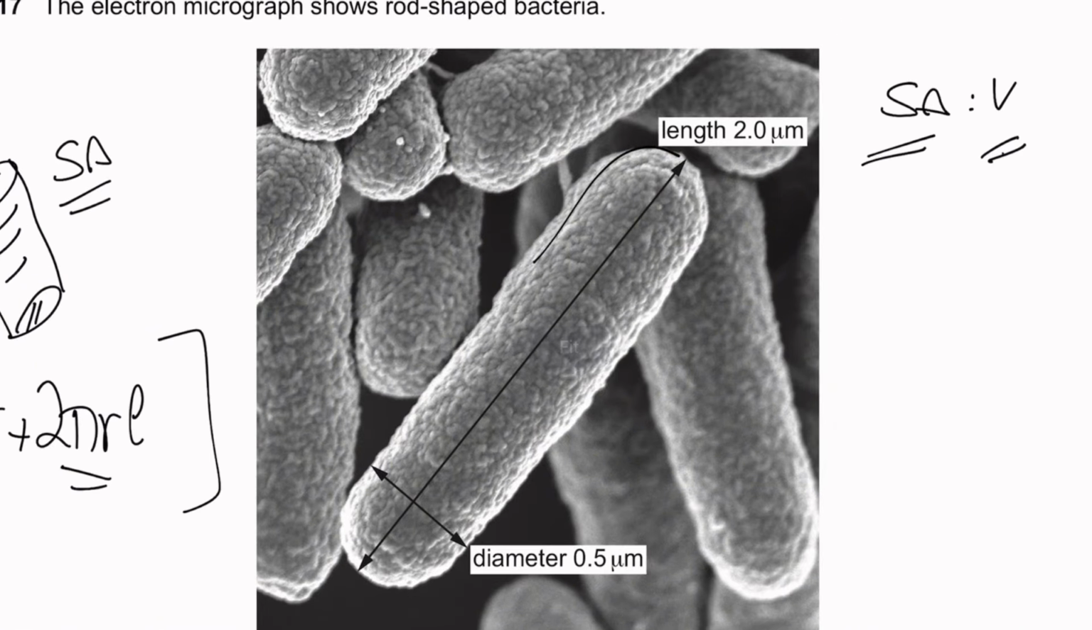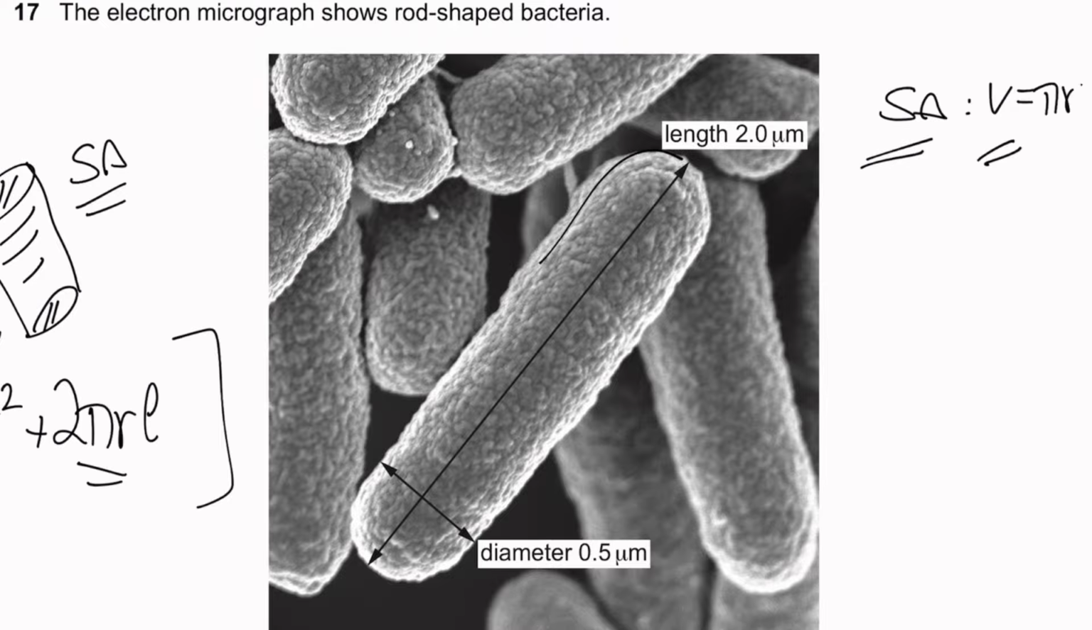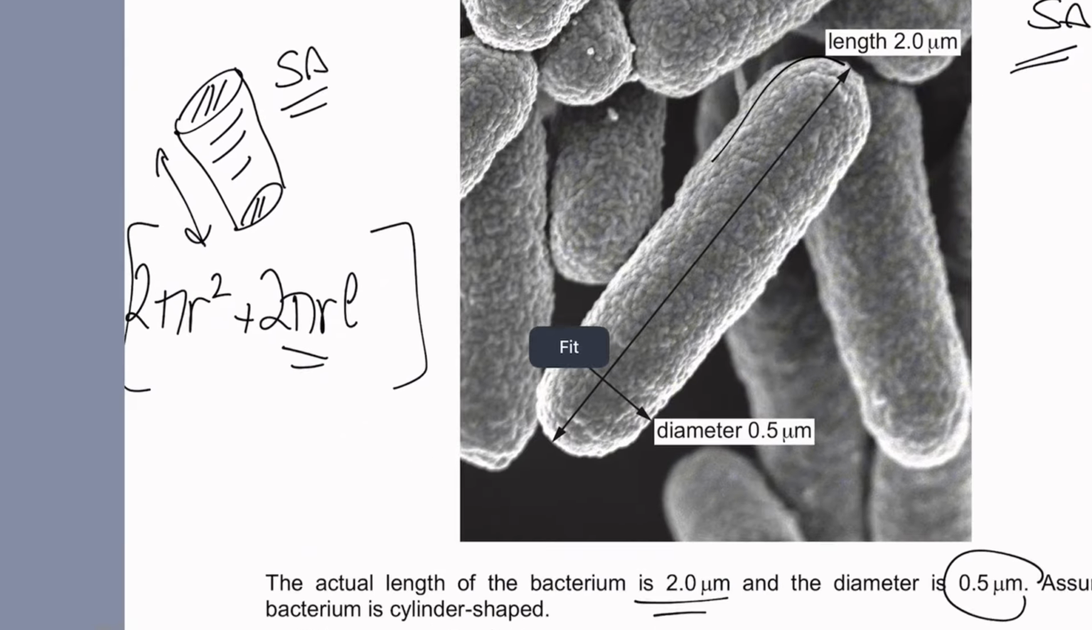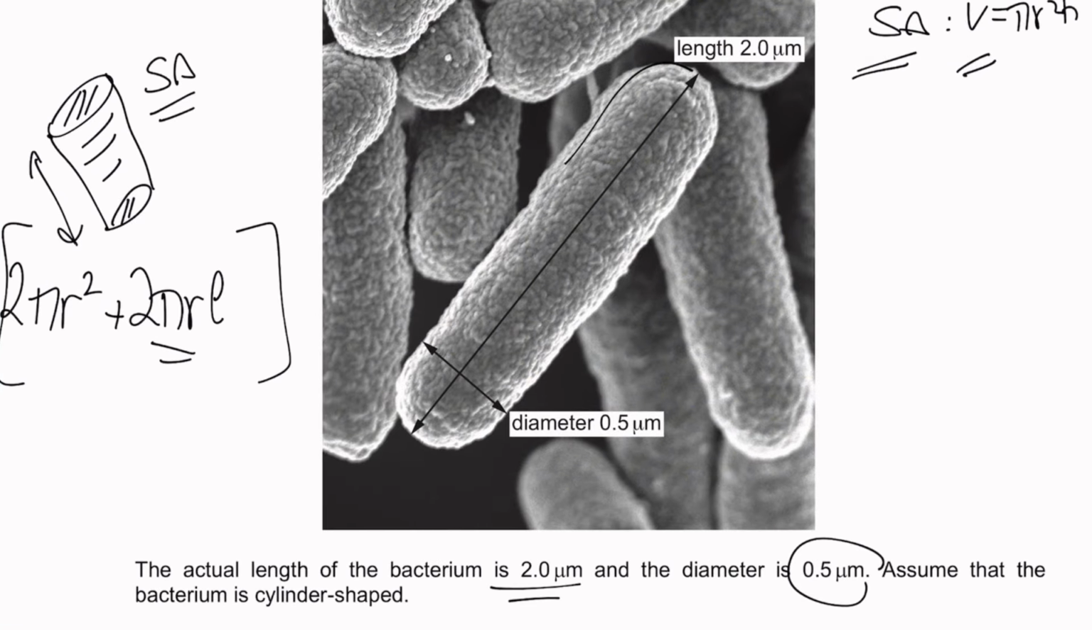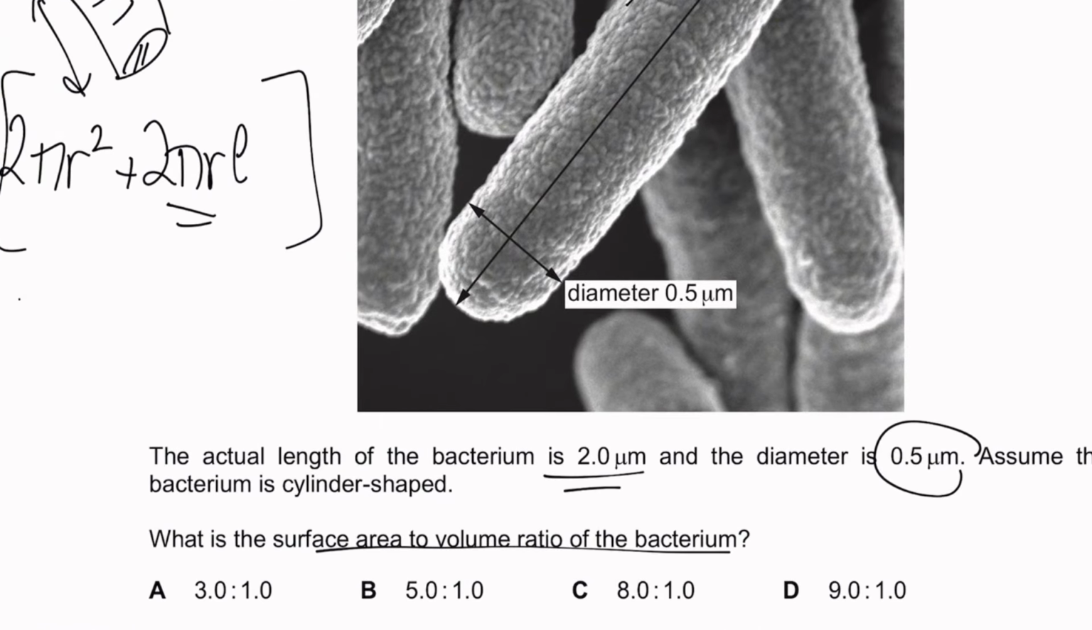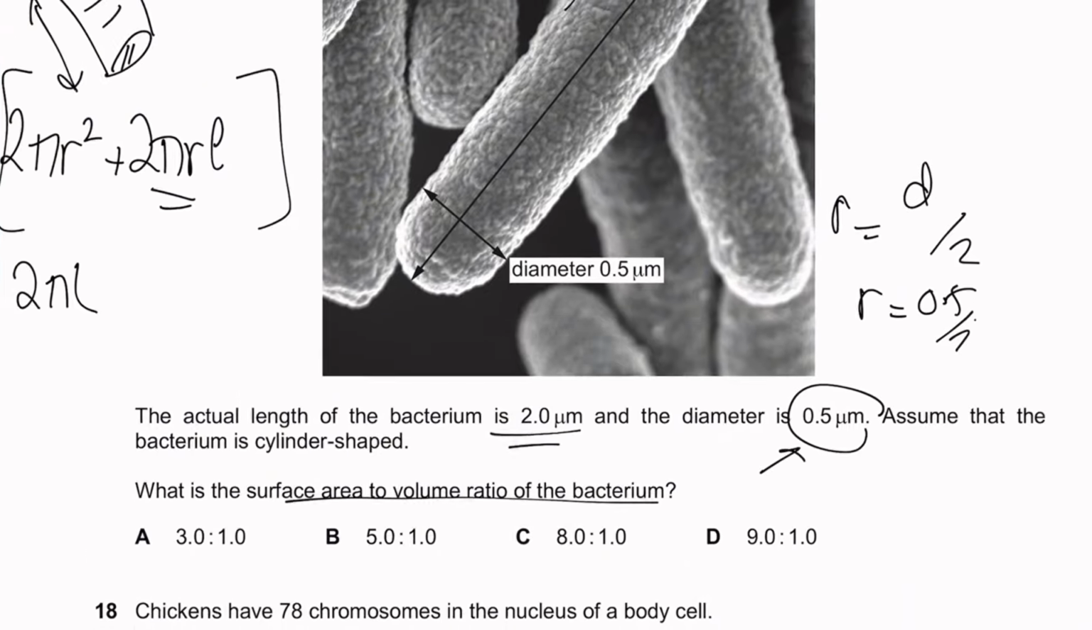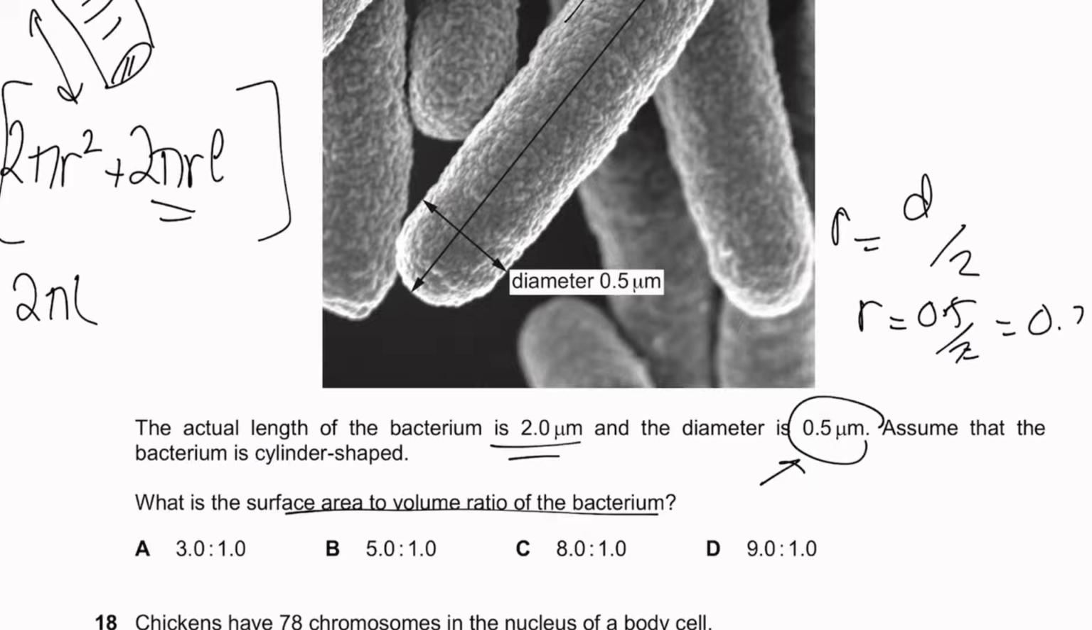Now let's figure out what the volume is. The volume is a quite famous formula. It's pi r squared h. We're going to get back to this. Let's first calculate the surface area. Surface area is going to be 2 times pi times, now he gave you the length and also the diameter, but I'm looking for the radius. Radius is equal to half the diameter. So radius is equal to 0.5 divided by 2, which is 0.25.